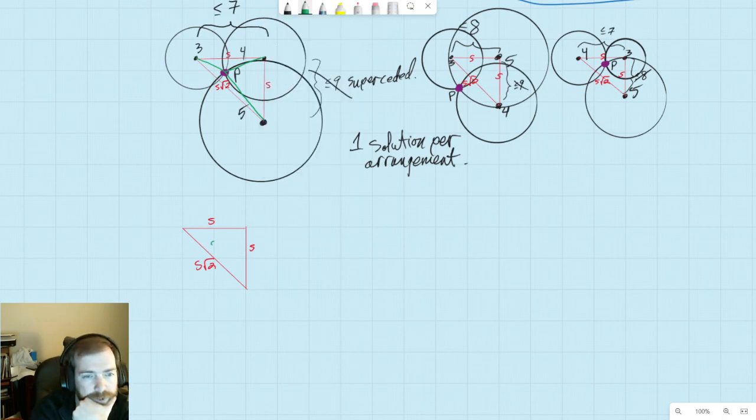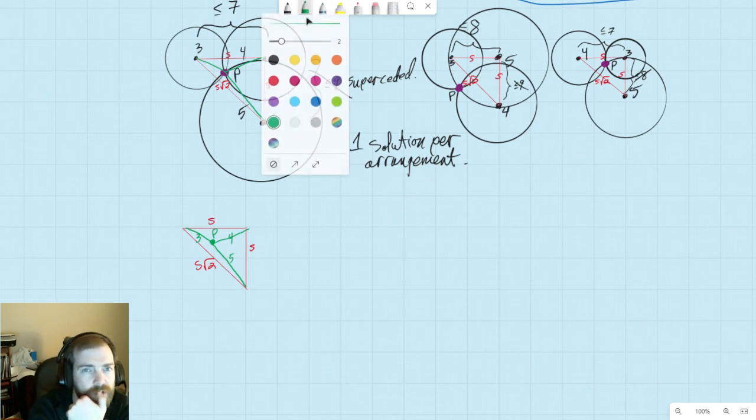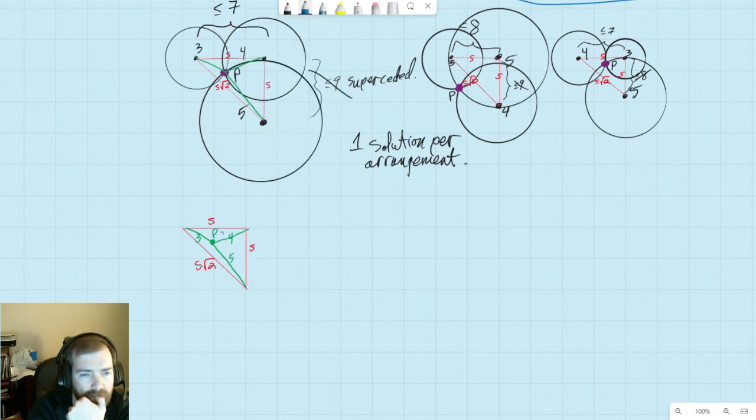We've got some point P, which allows this to be 3, this to be 4, and this to be 5. So if we split this up into triangles, we've got T1, T2, T3. For T1, we've got theta 1, theta 2, theta 3.